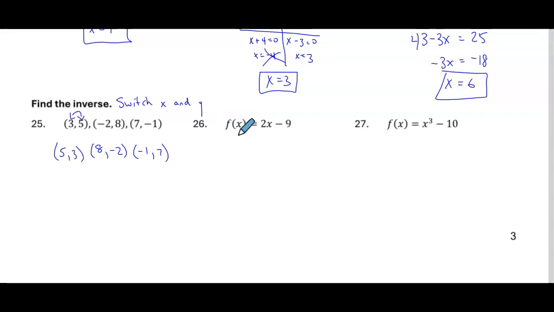Okay, if you have an equation, we're going to put a y in first to make it easier to do the algebra. We'll switch x and y, and we'll solve for y. So I need to add 9 first.